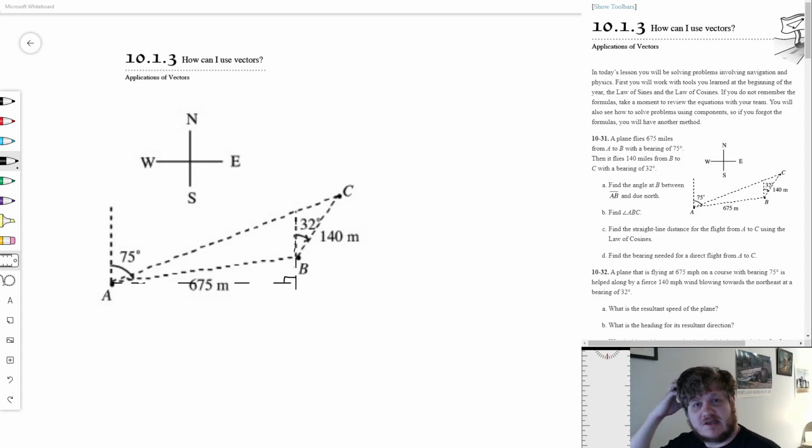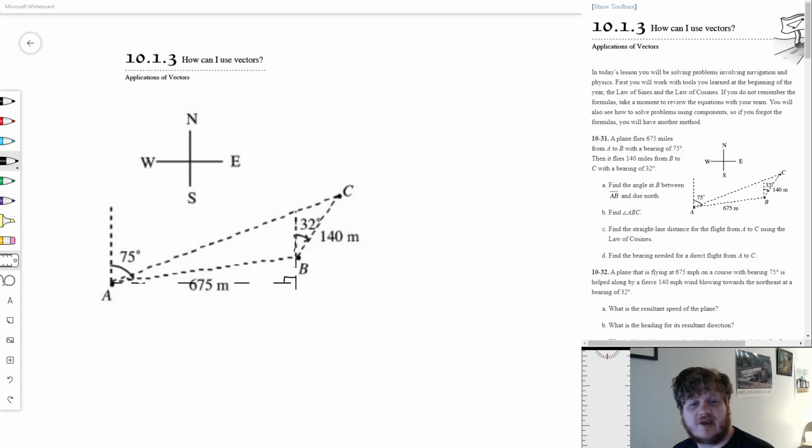Today what we're going to be talking about is how we can use vectors. Yesterday, in 10.1.2, we talked about some of the vector operations and how to utilize vectors. In 10.1.1, you were introduced to the ideas of vectors in general. So today we're going to find out why we might want to use vectors instead of some of our standard methods to solve things. To start us off, we're going to use an example of a plane, which is 10-31.